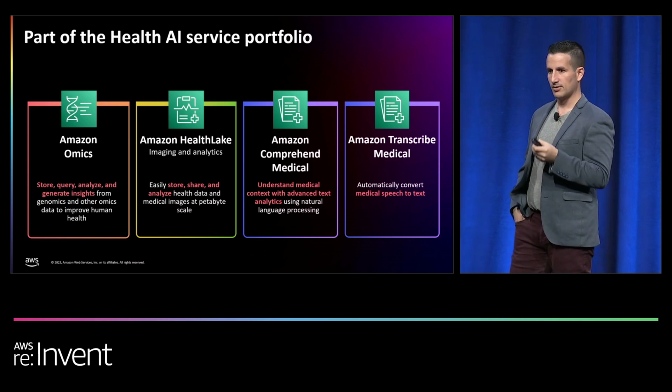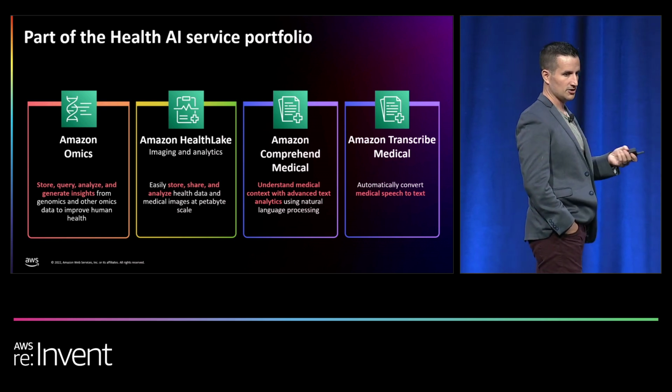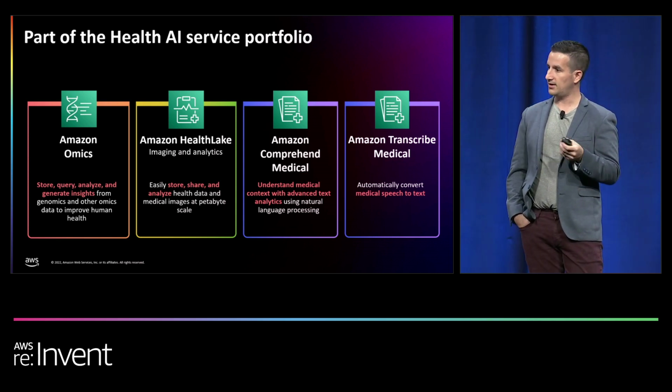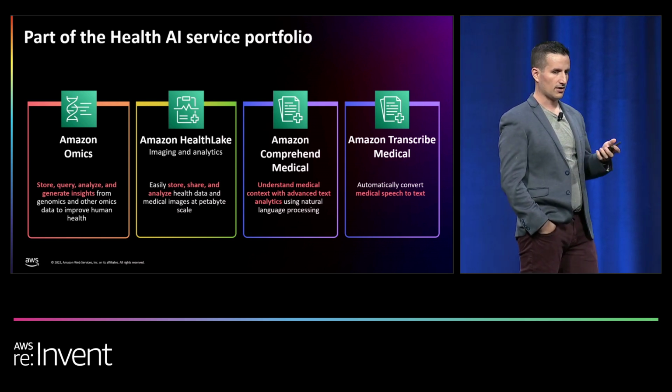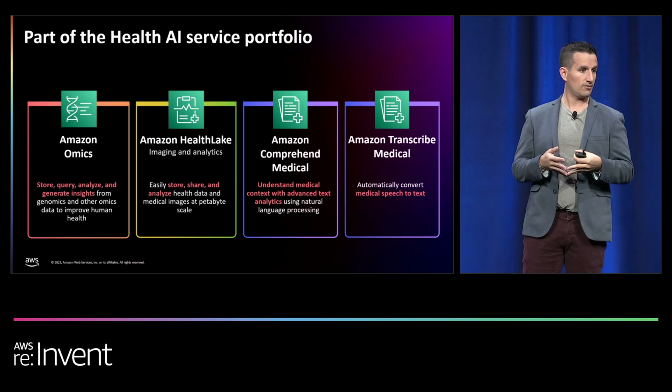But the data is always better when you combine it with clinical data, clinical phenotypes. So we have Health Lake, imaging, and analytics. We also have NLP and ASR services, right? Comprehend Medical, which we talk a lot about, and I'll talk a lot about today, about how do we bring these things together in the right schema.